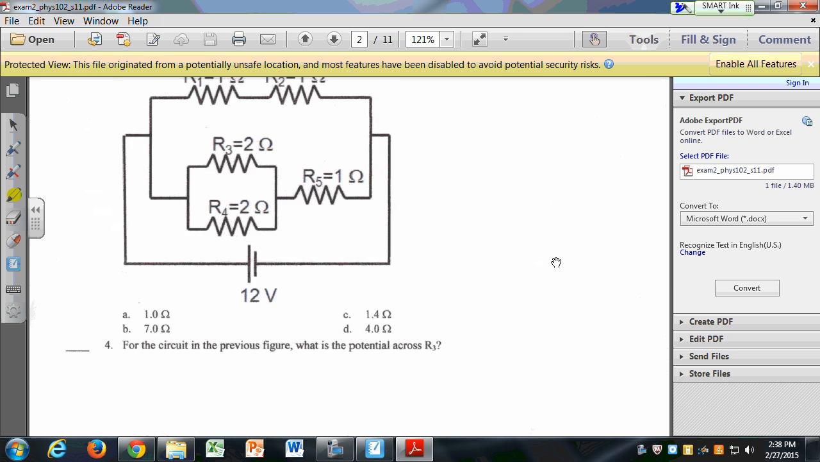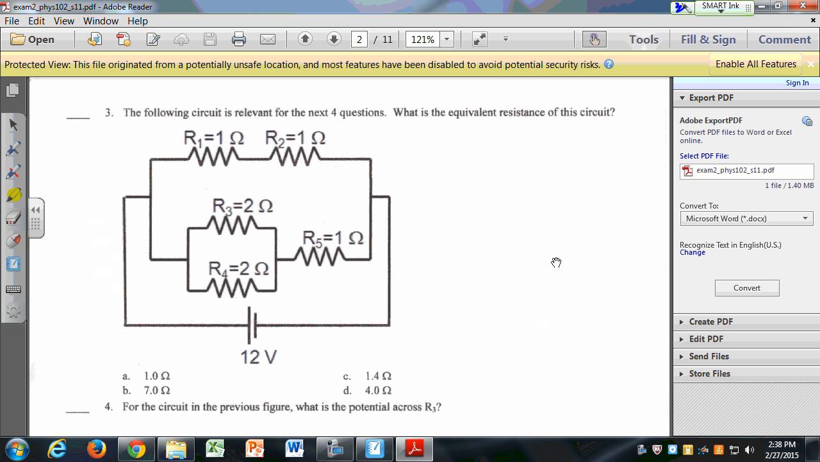Which has the least current flowing through it? I'm going to give you several options. Let's see, which has the least current? Is it this one, or this one? Which of these has the least amount of current flowing through it? R3 does, right. You know what that current is?